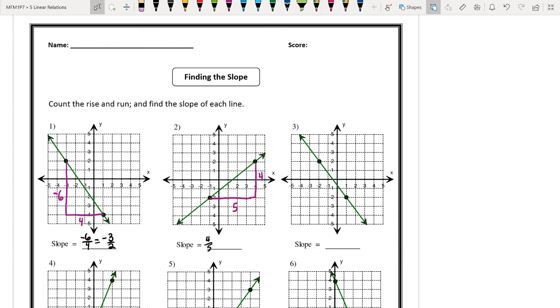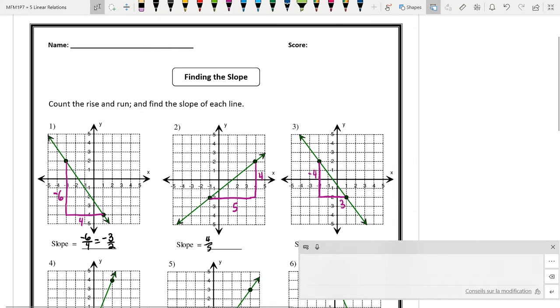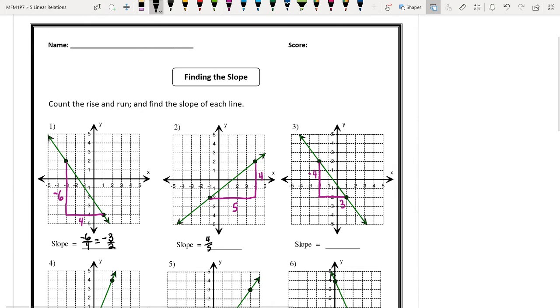Then for number 3 here, do the same process. Again, we're going to draw the right triangle in between the 2 points. What you should notice, again, is the line is going down to the right, so the slope is going to be negative. Here we can see I went down 4, and I went over 3. And so what I get is -4/3.